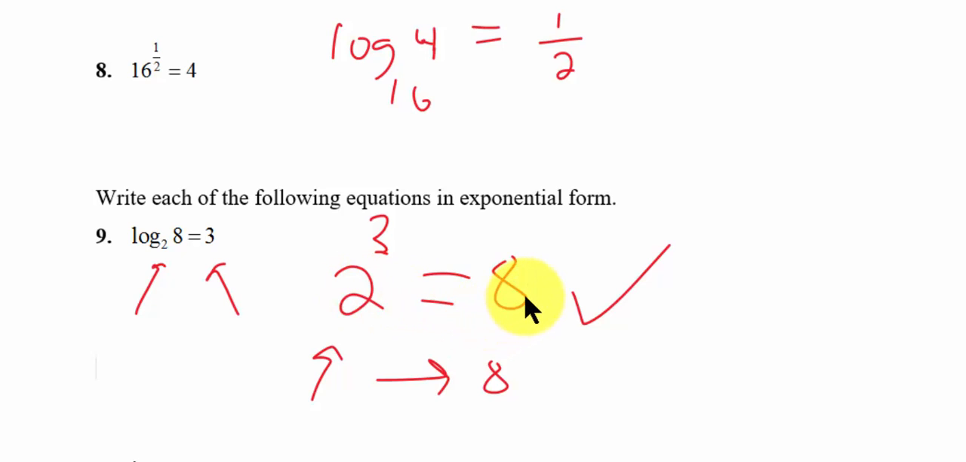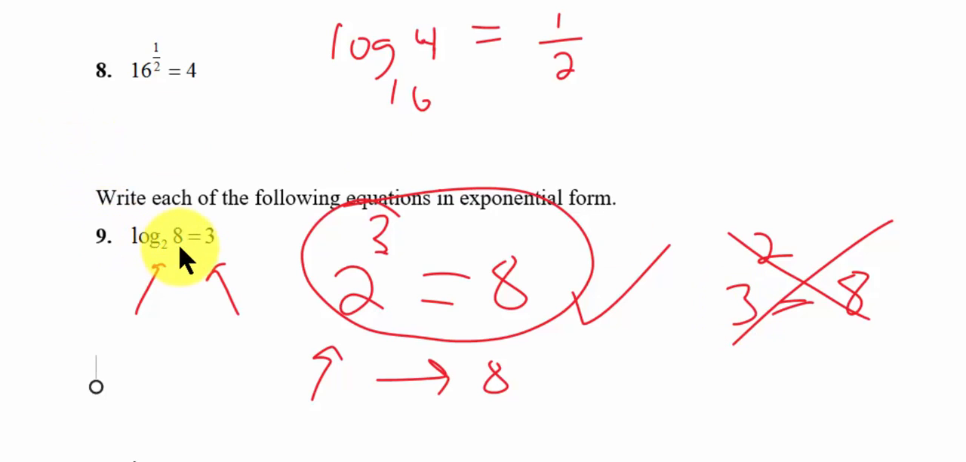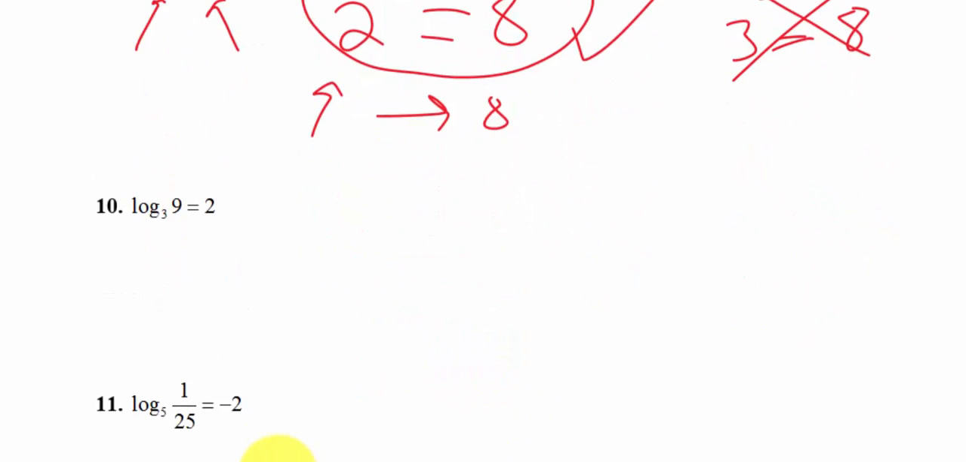The mistake I see sometimes would be someone would write 3 squared equals 8. And we know this doesn't work because, well, 3 times 3 does not equal 8, right? So we'll cross that out. All right, so the answer would be 2 cubed equals 8. Right, so if I give you logarithmic form and I say end up in exponential form, this is how we would look. Okay, let's take a look at number 10.